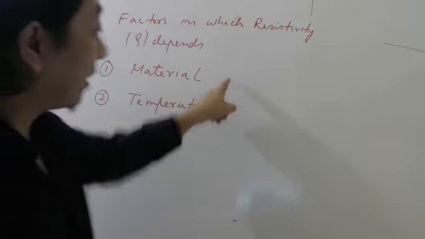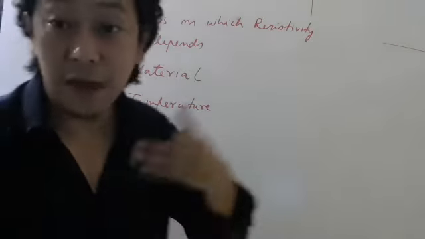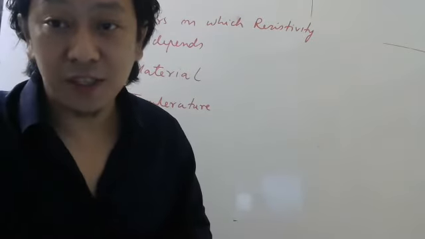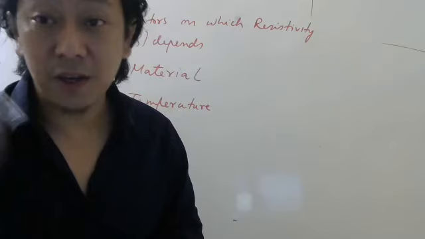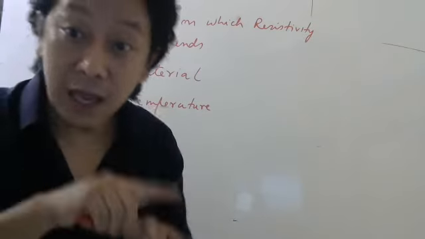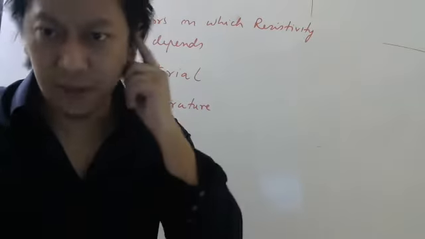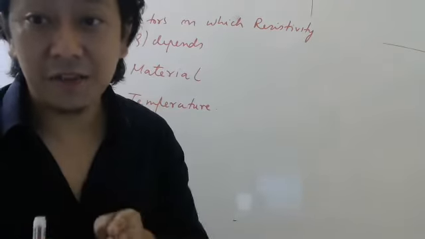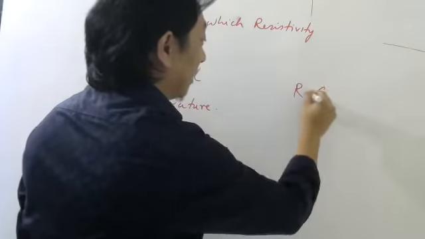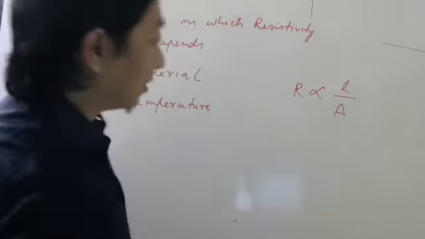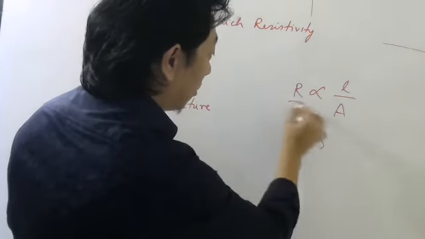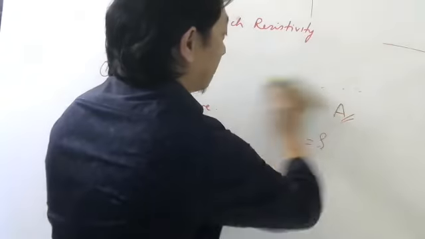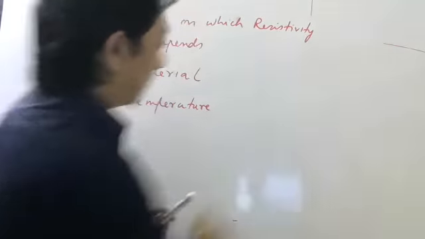Don't write length and area, because resistivity came as a constant of proportionality. So if y is proportional to x, whatever constant comes will not depend on y and x. Yes, it may depend on some other factors, but it will not depend on y and x. Similarly, resistivity came as a proportionality constant in this formula. Right? So resistivity will not depend on these guys.